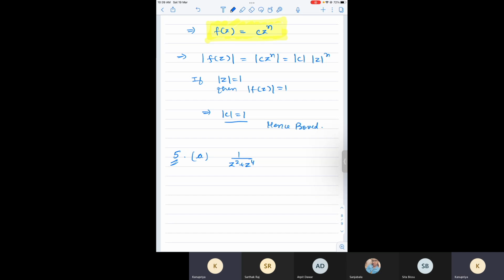Okay, read the definitions of isolated, non-isolated, removable, pole, essential, non-essential. The concept of singularity should be clear to you because it has been explained in the class. So first of all, the given function is 1 upon z square plus z raised to power 4. So what are the singularities of this function?